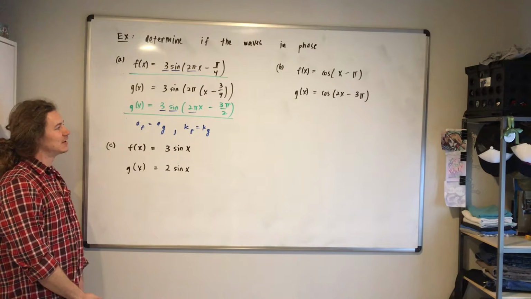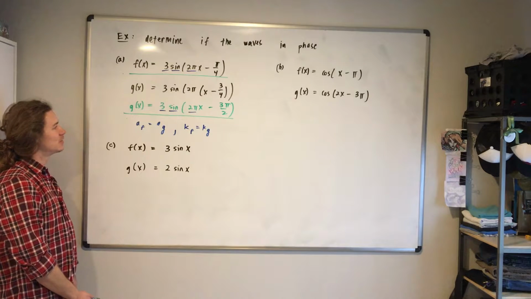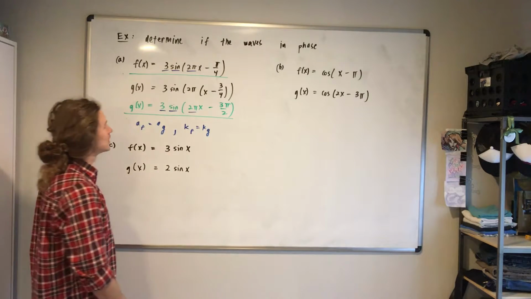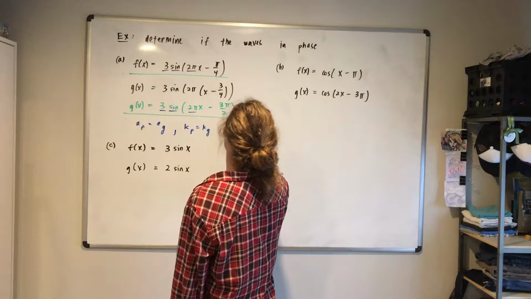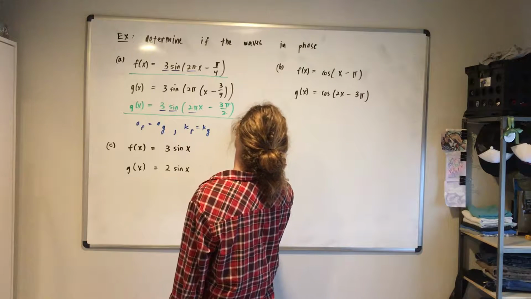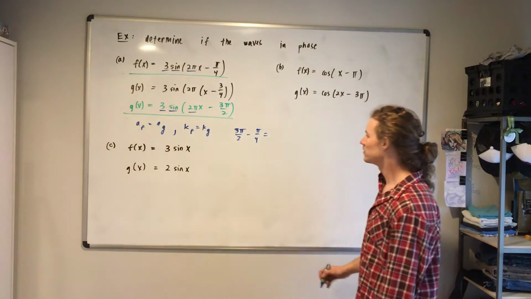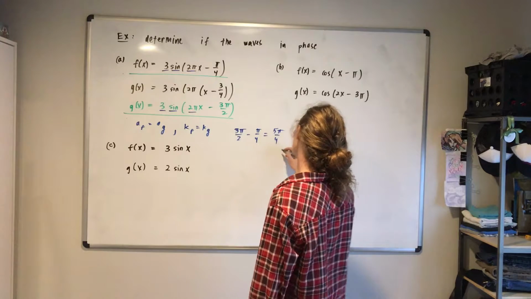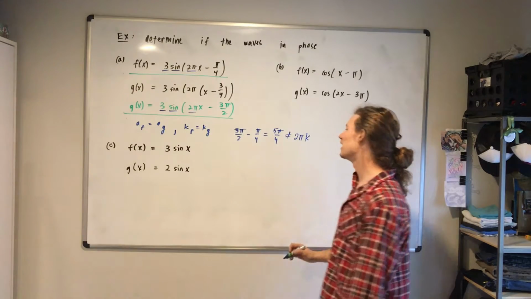If their difference is equal to a multiple of 2 pi, we know that we will have two waves which are in phase. See here, if I look at that difference, we could consider, for example, the difference of 3 pi halves subtract pi fourths. We can see that this might be equal to 6 pi fourths minus pi fourths, or 5 pi fourths, which is not a multiple of 2 pi.